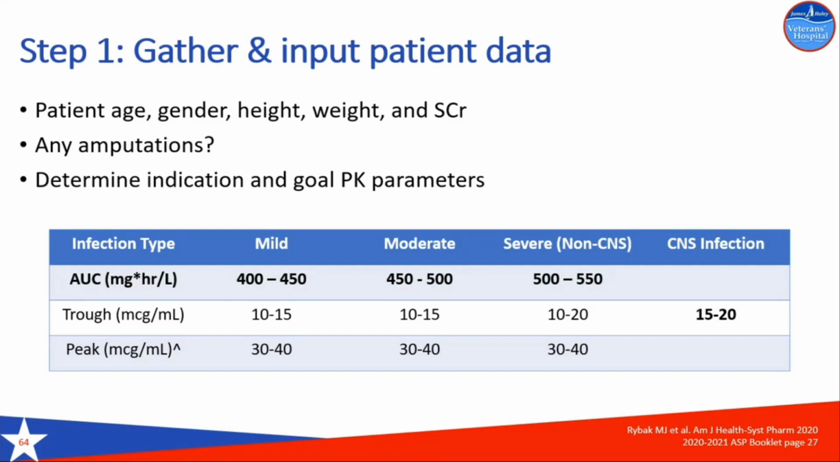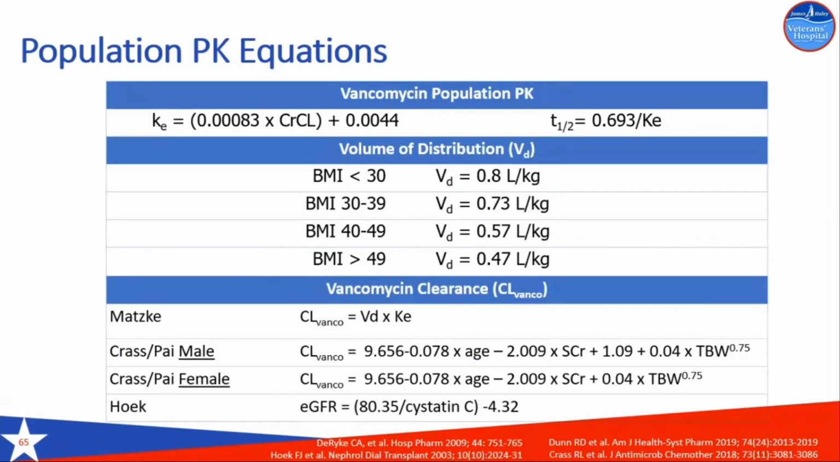To calculate the PK parameters that we're going to utilize. If we have any amputations, if the patient is missing a limb, they had a right BKA or a bilateral AKA, that's going to affect how much Vanco is distributed. And then what's our indication and our goal PK parameter? Again, I went ahead and put those on the screen just for your reference.